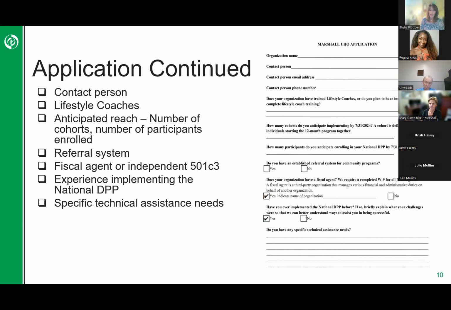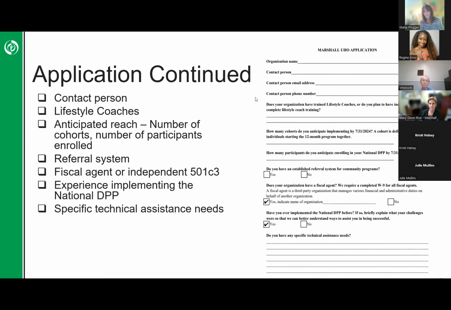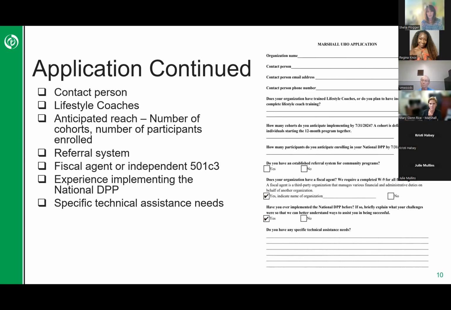And then we want to know, how many cohorts do you anticipate implementing by July 31st, 2024? The cohort, of course, is defined as a group of individuals that will be in that 12-month program. We also want to know approximately how many participants you anticipate enrolling for that year. And then some other basic information. Do you have a referral system? Do you partner with those folks that could, like a physician, for example, write referrals to your program?